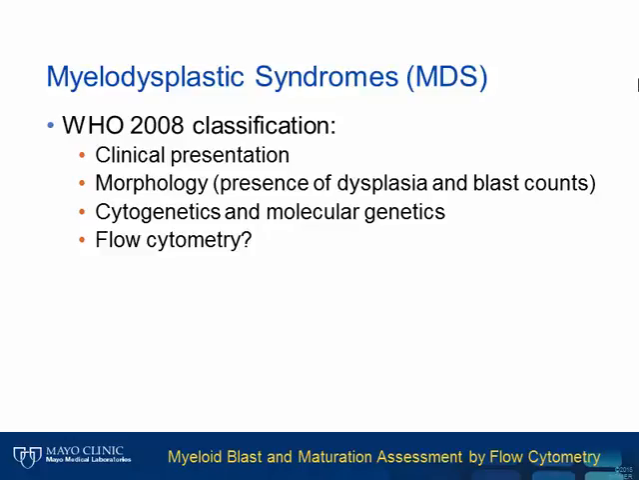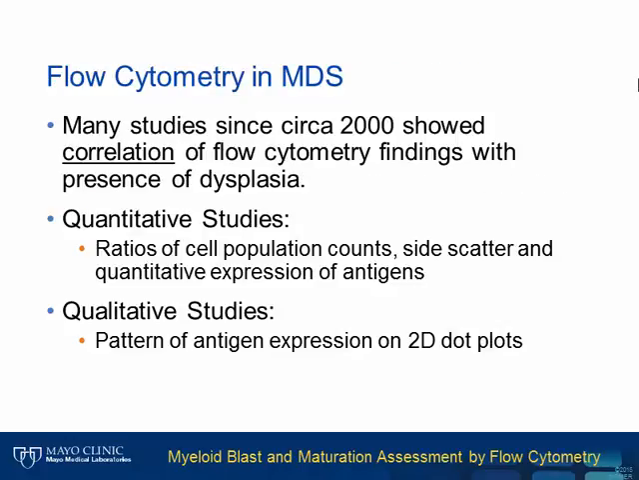WHO classification of hematologic neoplasms from 2008 defines MDS based on clinical presentation, morphologic features of cells, blast counts, and cytogenetic and molecular genetic findings. Potential role of flow cytometry immunophenotyping in the diagnosis of MDS is also mentioned. Since approximately 15 to 20 years ago, many studies have shown correlation of flow cytometry findings with the presence of dysplasia defined by morphologic or cytogenetic findings.